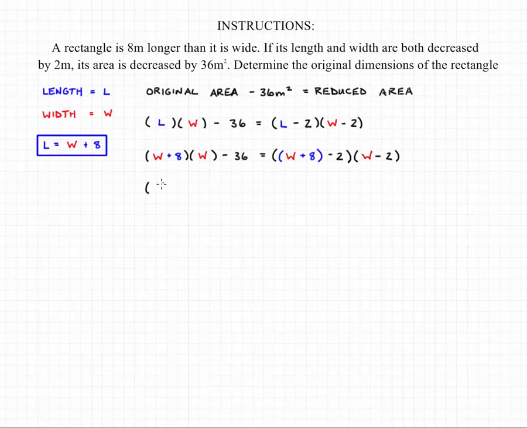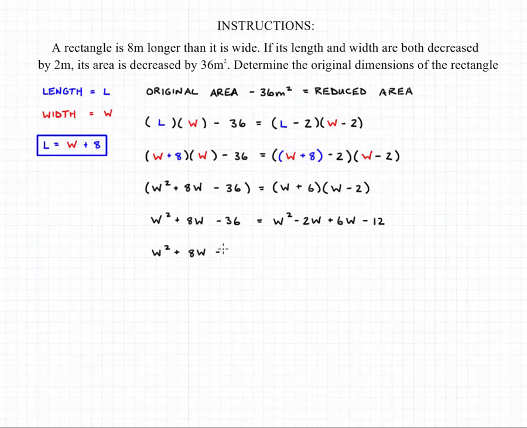Now if we distribute through on the left-hand side, we'll end up with W squared plus 8W minus 36 is going to equal W plus 6 times W minus 2. Now we can leave the left side alone for a moment, and we're going to FOIL out the right side. So we're going to get W squared minus 2W plus 6W minus 12. Now if we straighten up our right side of the equation, we'll have W squared plus 4W minus 12.